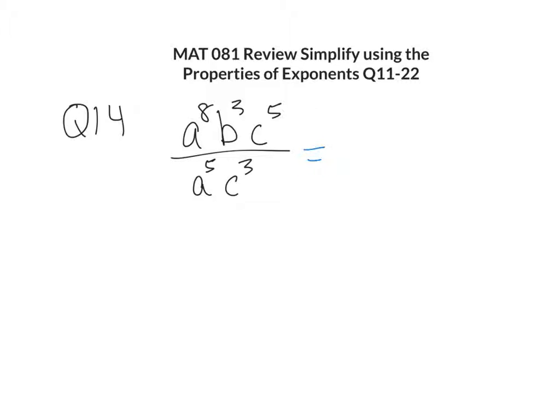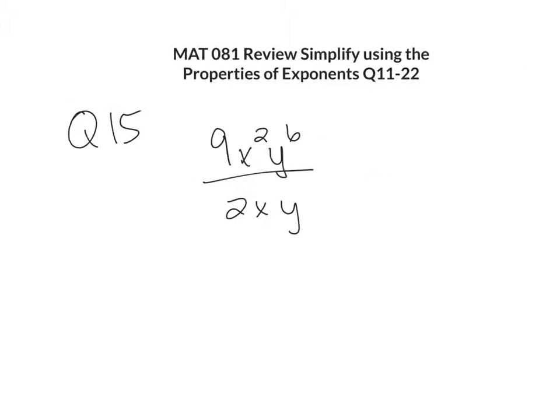For a's, we have 8 minus 5 is 3. It stays on the top because that's where the bigger one was. There's nothing for b to combine with, so it just stays the same. And we have c to the 5th over c to the 3rd. That's 5 minus 3 is 2. 9 over 2 can't simplify unless you change it to like 4.5, so we're just going to leave it 9 over 2.